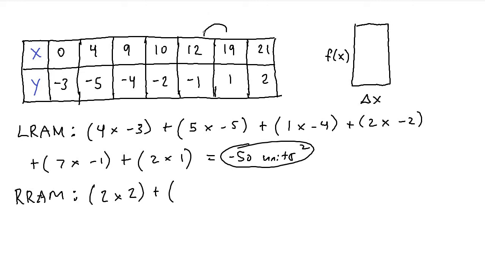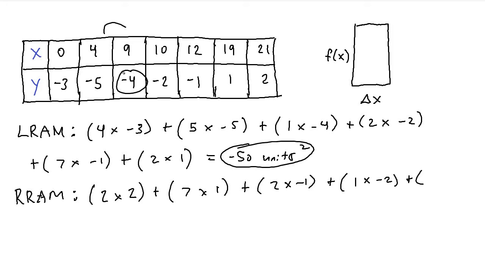plus, we're going from 19 to 12, so that's 7, times the y value of 1, plus, from 12 to 10 it's 2, times the y value of negative 1, plus 1 times the y value of negative 2, plus from 9 to 4 it's 5, so 5 times negative 4, and then plus from 4 to 0 it's 4, and we get the y value of negative 5.